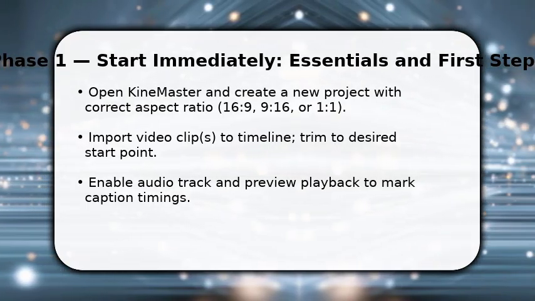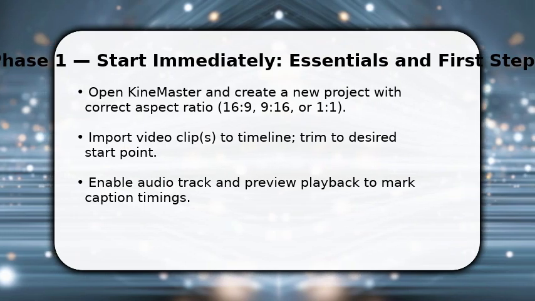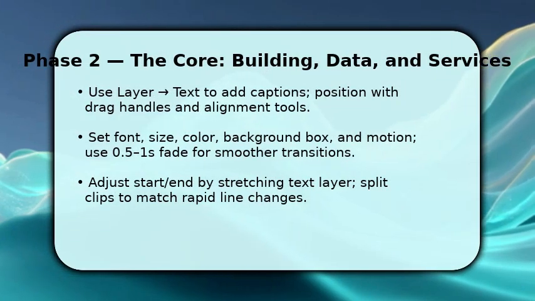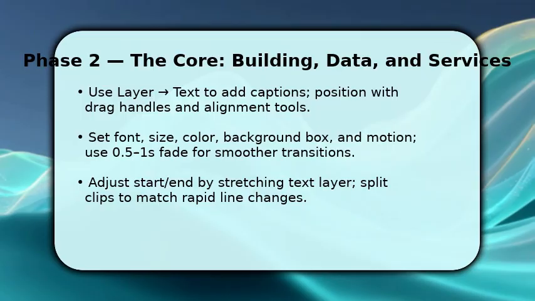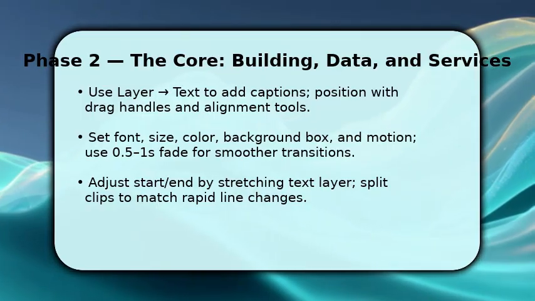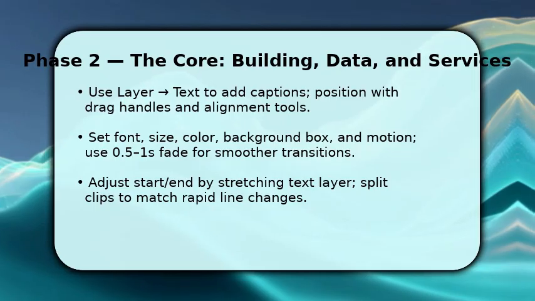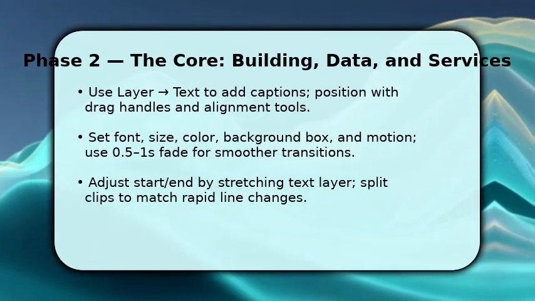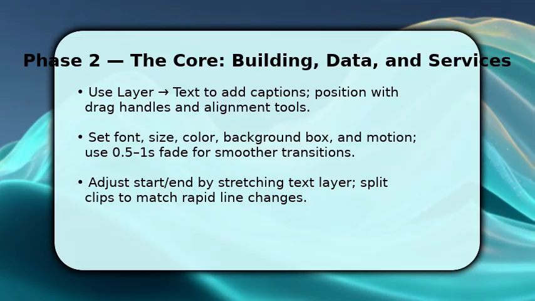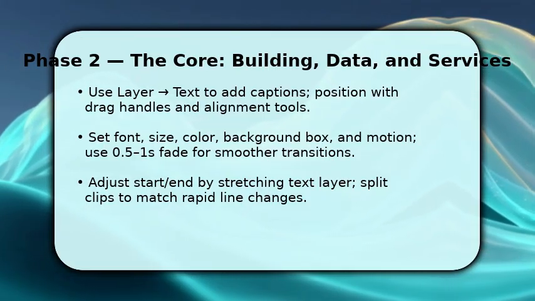Next, you tap Layer, choose Text, and type your first caption. This is where you control how viewers read. Adjust font, size, color, and add a semi-opaque background box so text stays legible over video. Once done, place the text layer on the timeline and stretch or shorten it to match speech.